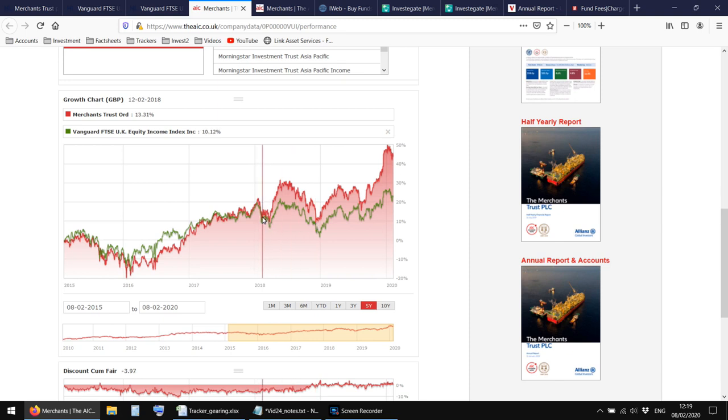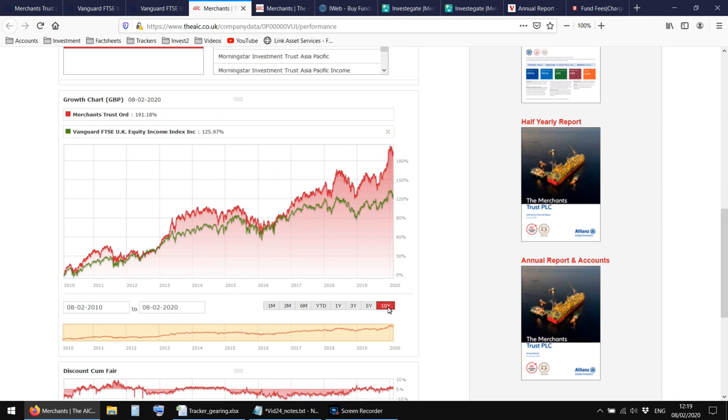But if you've done the comparison there, from the 8th of February 2015 to the 8th of February 2020. Oh no, sorry, that's not 2020, is it? 18th of February 2018, it would have been pretty damn close. So obviously it all depends on the time period you look at. But we've only got 5 years data. Oh, actually, have we got more data here? Oh yeah, 10 years. That's good. So yeah, over 10 years, Merchants has done better.